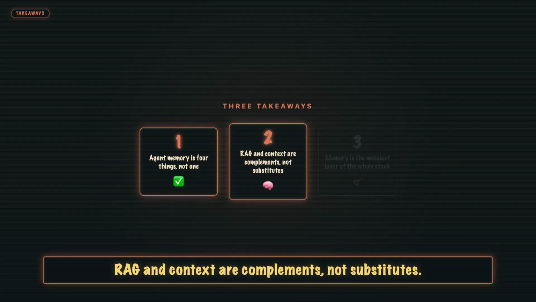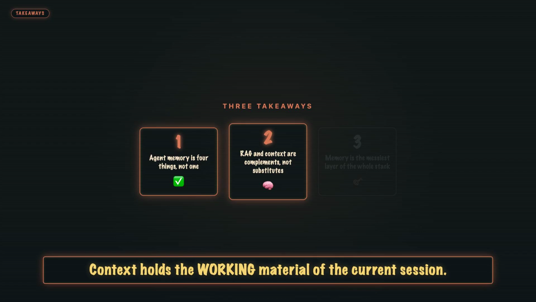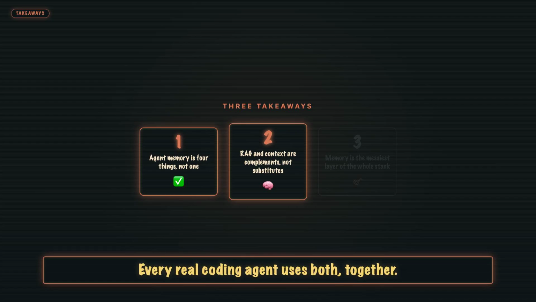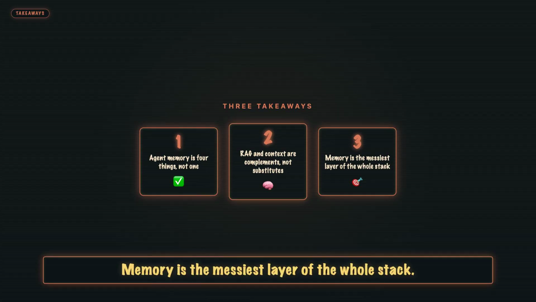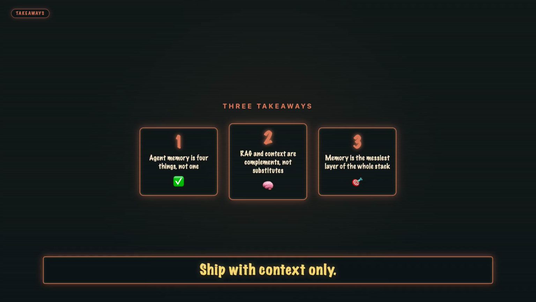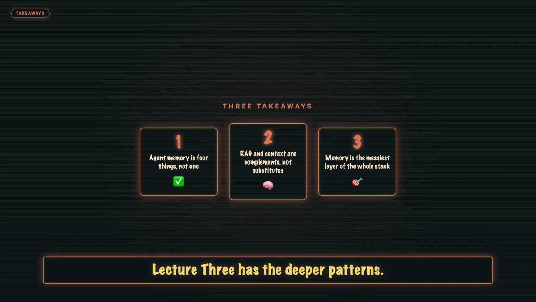2. RAG and context are complements, not substitutes. RAG brings in the right stuff from a big corpus. Context holds the working material of the current session. Every real coding agent uses both, together. 3. Memory is the messiest layer of the whole stack. Ship with context only. Add each other flavor when a user complaint tells you which one is missing. Lecture 3 has the deeper patterns.